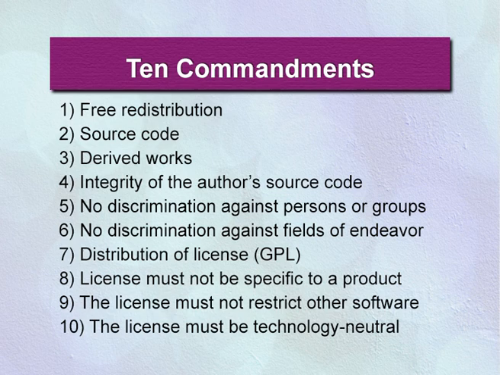That means it will be a general license, and a particular product may be released on the basis of that license. It should not be restricted to that particular product only. The license must not restrict other software, and the license must be technology neutral. So these 10 recommendations they have given, and if a particular software supports all these 10, then only can you name that software as open source software.